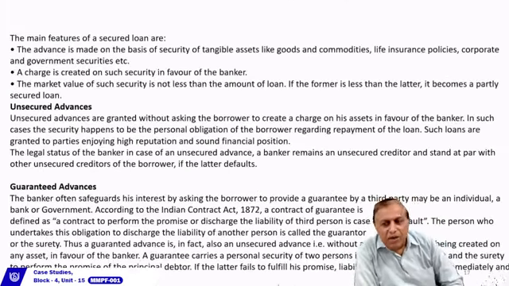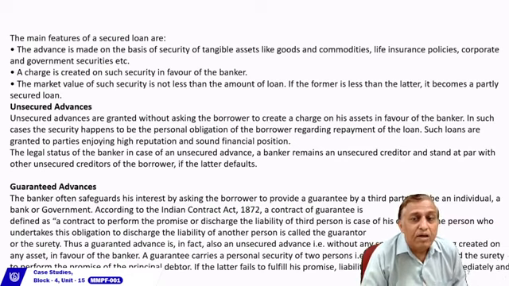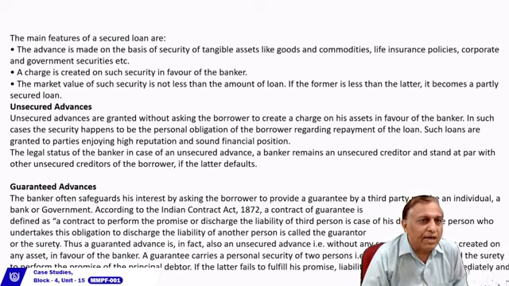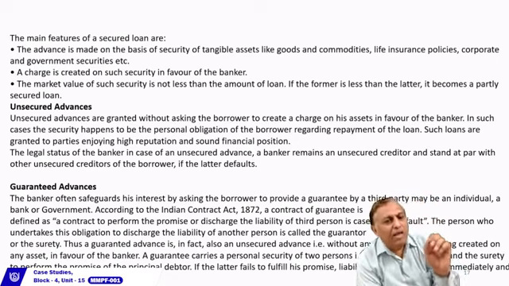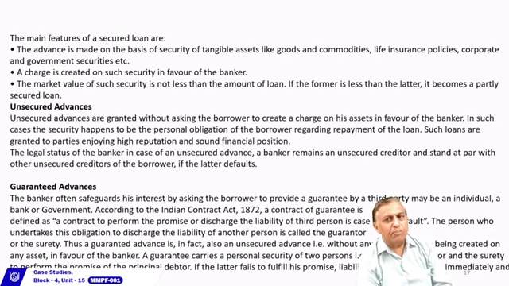The main features of a secured loan are that the advances are made on the basis of security of tangible assets like goods and commodities, life insurance policies, corporate and government securities. A charge is created on the security in favor of the banker. The market value of such security is not less than the amount of the loan. Cardinal rule. Unsecured or partly secured loan, it becomes so if the securities are less than the amount of the loan.